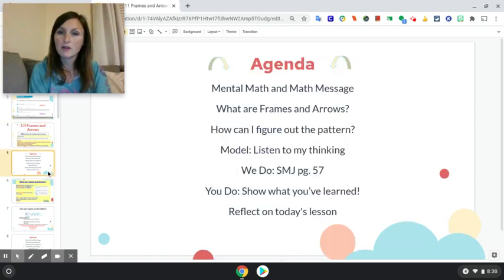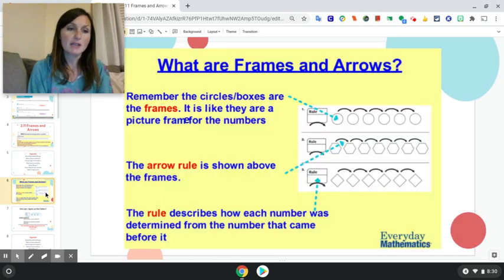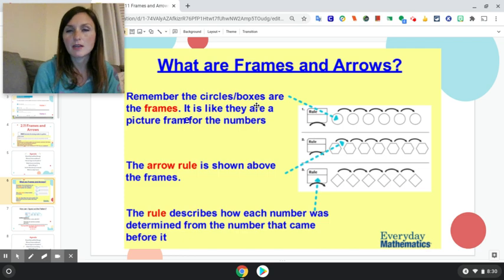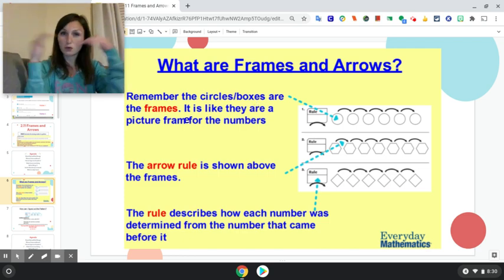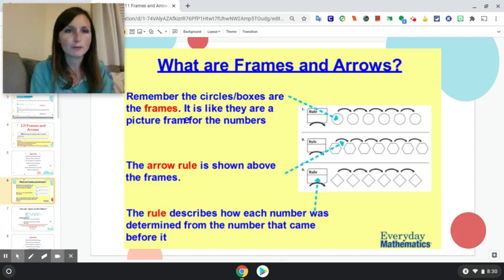So today we're going to have a few things to work on, and let's talk first about what are frames and arrows. Well, a frame and arrow is just a way of organizing a sequence problem. So it's supposed to make it a little bit easier for you to read. It's like when we have that part total, right? It's organizing it into a box. That's what this is too.